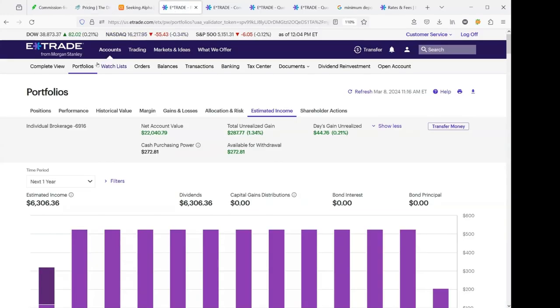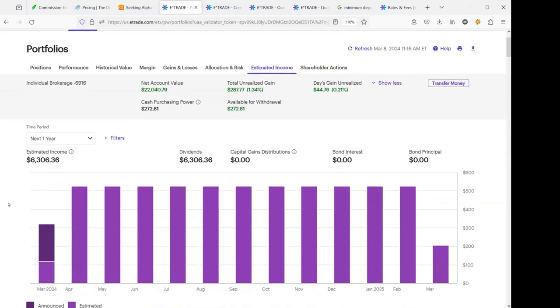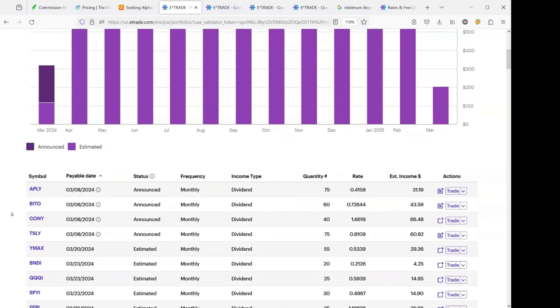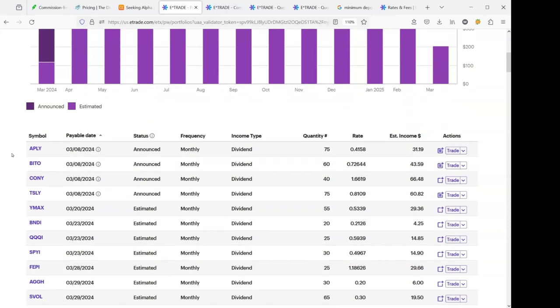So Etrade offers a basic dividend tracker. You go to your portfolio, and then you can see your positions, and then you click estimated income, and then you get this dividend tracker style report. And I have it set for 1 year, so you can see that my dividends estimated for the year will be $6,300. And then if you scroll down, they'll have all of the individual pay dates.